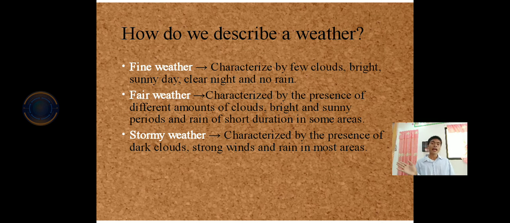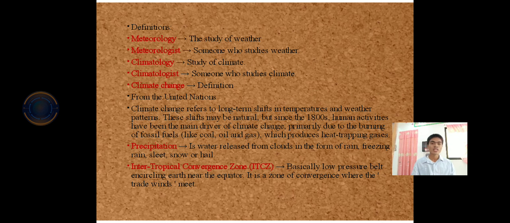So, how do we describe weather? Take note that weather can be described in three ways. It may be fine weather, characterized by few clouds, a bright sunny day or clear night, and no rain. Fair weather is characterized by the presence of different amounts of clouds, bright and sunny periods, and rain of short duration in some areas. Stormy weather, on the other hand, is characterized by the presence of dark clouds, strong winds, and rain in most areas. So, definitions. Meteorology is the study of weather.